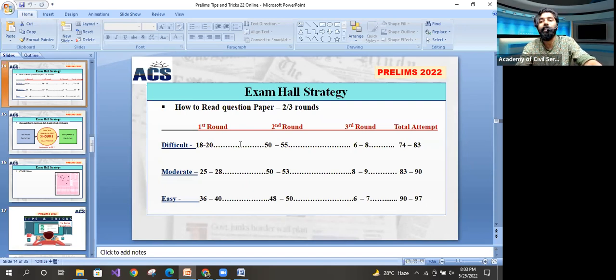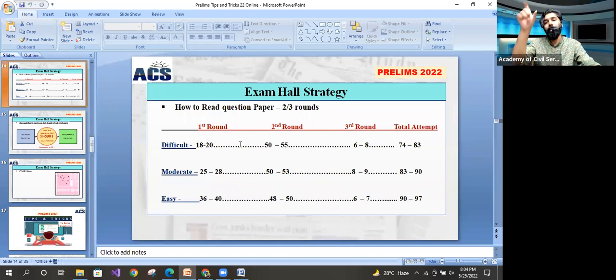For example, if it is an easy paper, we will be doing 36 to 40 questions in the first round, and in the second round you will be doing 48 to 50 questions, because most of the questions you already did in the first round. The last round will be 60 to 70. You will be solving 90 to 97 questions at maximum. The easy situation will not be there in the case of UPSC, especially if you look at the recent trend, but a moderate to difficult trend is there in the UPSC. So you can see the number of attempts in the first round and second round.